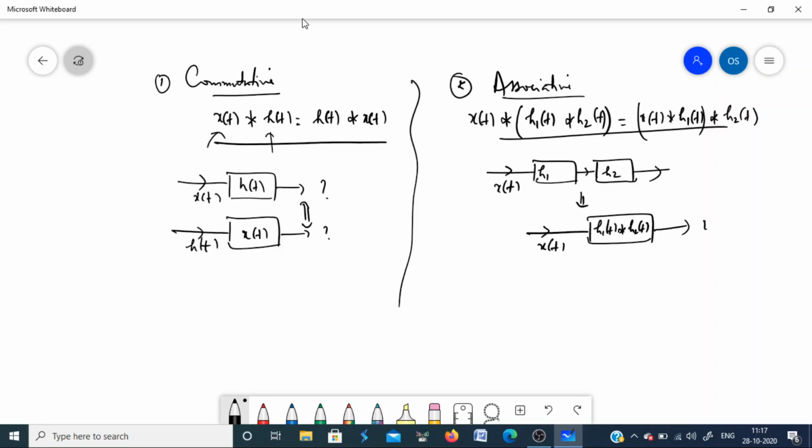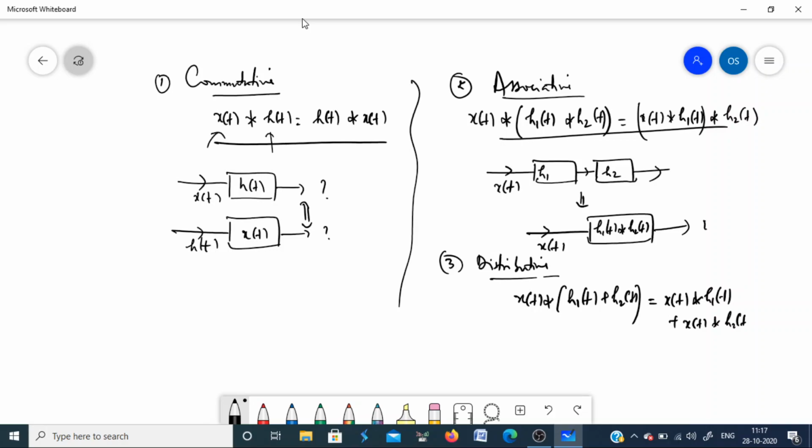And the third was distributive, which says that x of t convolved with h1 of t plus h2 of t is equal to the convolution of x of t with h1 of t plus the convolution of x of t with h2 of t.